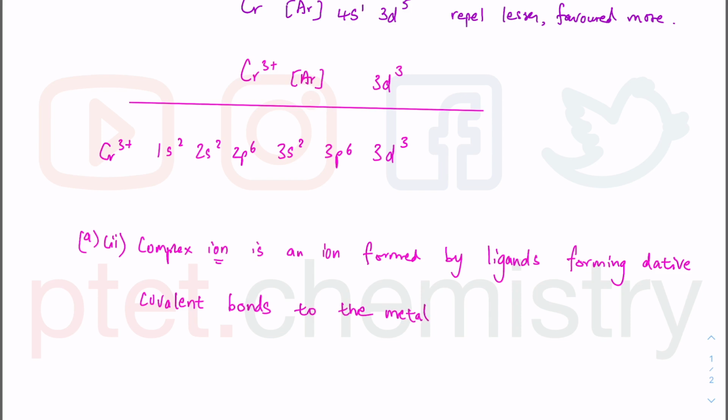Essentially, when you have a complex, you have ligands and a metal center, and these ligands form dative covalent bonds to this metal ion center. Then we call them a complex.